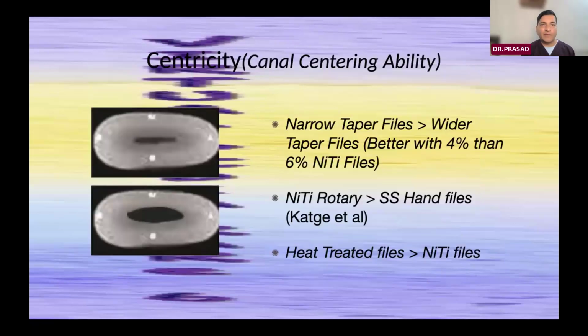The rotary file also maintains centricity, that means canal centering ability. Now, generally, when rotary files are used for enlargement, the narrow files are preferred as compared to the wider taper files. So 4% is better than 6%. NiTi rotary files are considered to be better than stainless steel hand files, as provided by the article of Dr. Fareen Kadge and her colleagues. Heat treated files perform better than NiTi files.